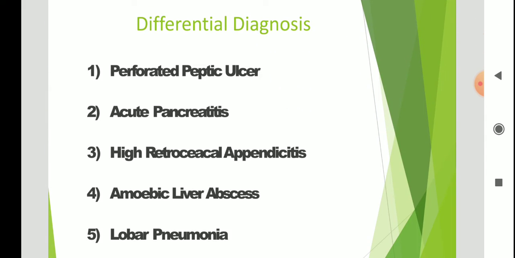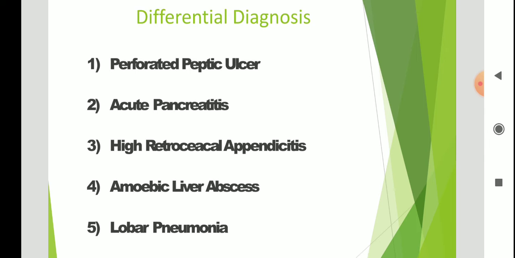What are the differential diagnoses? Perforated peptic ulcer, acute pancreatitis, high retrocecal appendicitis, which is a bit rare but possible, amoebic liver abscess, commonly in the right lobe of the liver. Acute pancreatitis is not as common as cholecystitis. Lobar pneumonia too, as referred pain can be felt there.